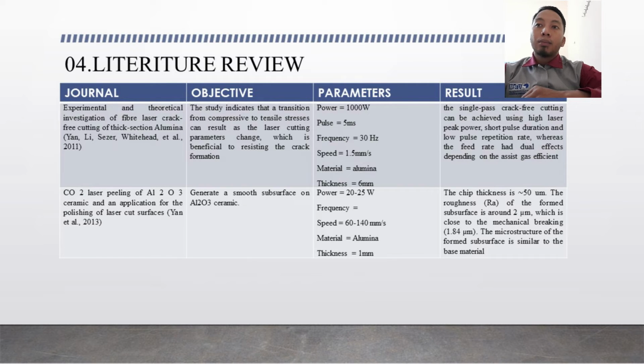And the last journal for my literature review is "CO2 Laser Peeling of Aluminum Oxide Ceramic and Application for the Polishing of Laser Cut Surface" by Yan, 2013. The objective is to generate a smooth subsurface on alumina ceramic. The parameters used are power 20 to 25 watt, no frequency, speed 60 to 140 mm per second, and the material used is alumina with 1 mm thickness.